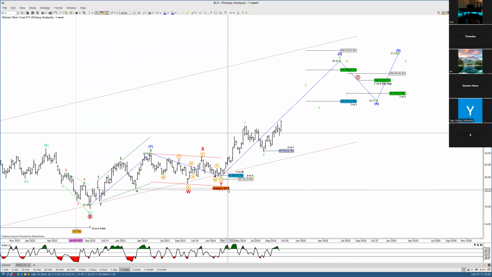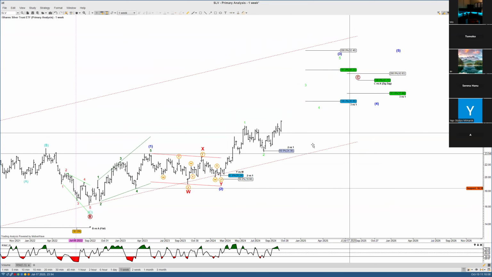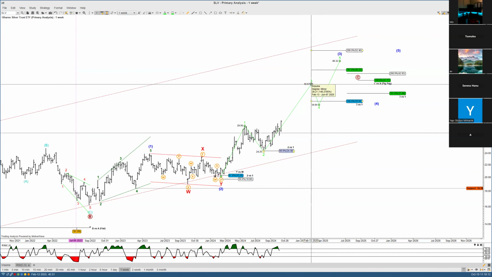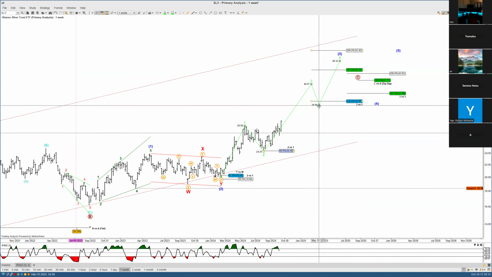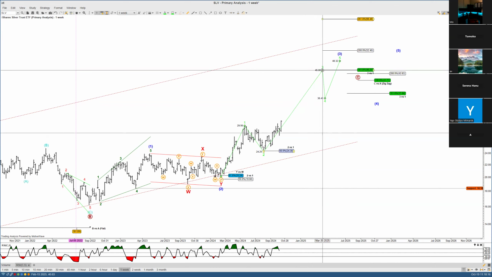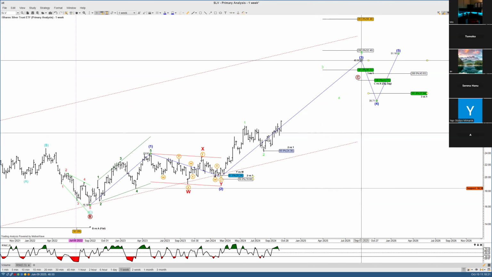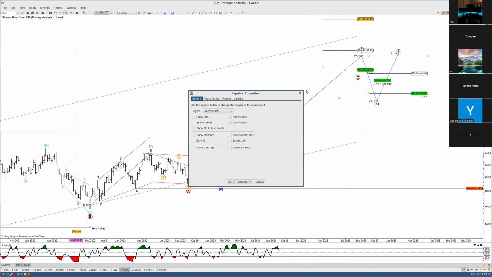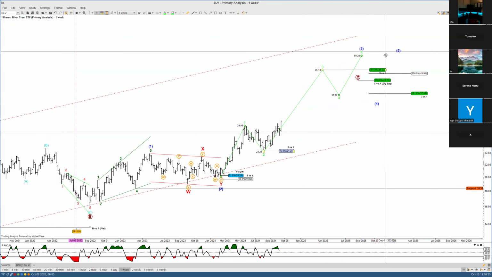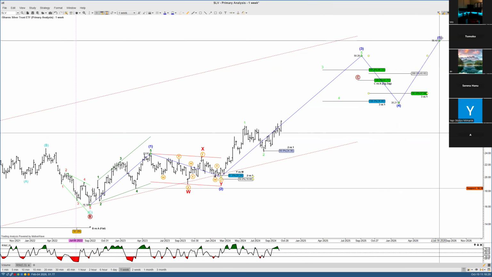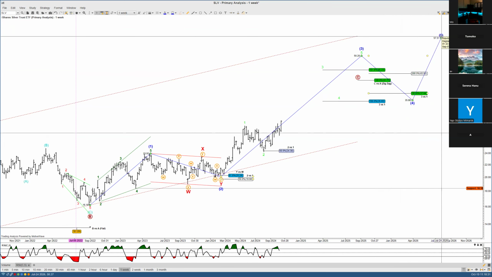Okay. So for now it is your third wave. The third wave ideal target is always 161.8. It doesn't mean it's going to get there, but that's what it is for now. We're just going to leave it there in order to get to that. See, you just got to move them to the side to make some room.